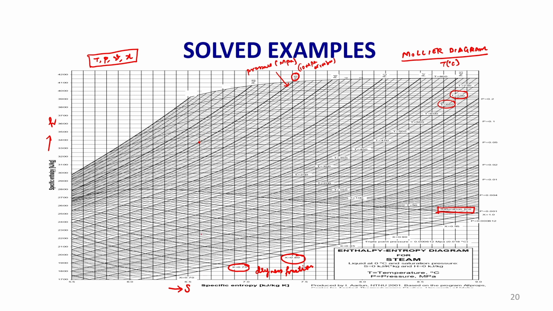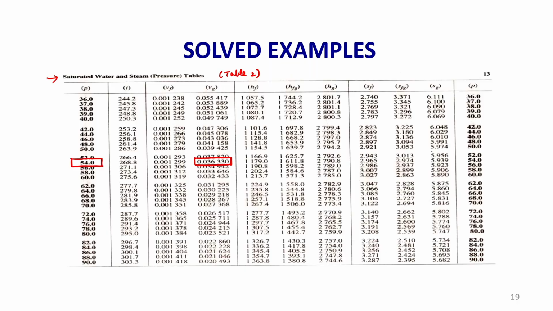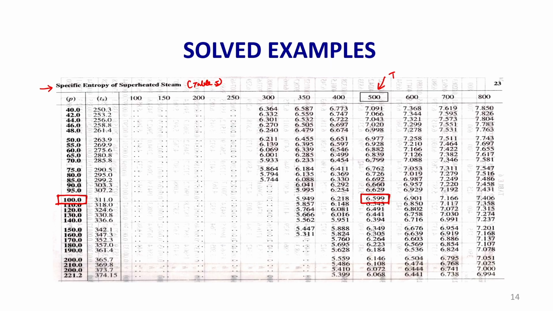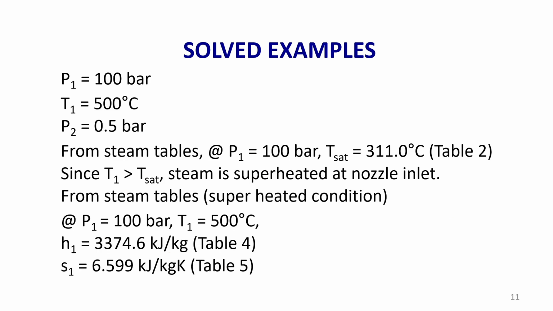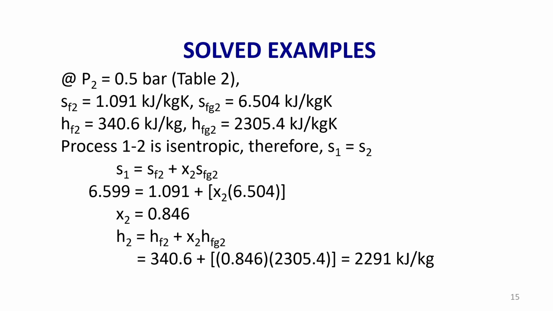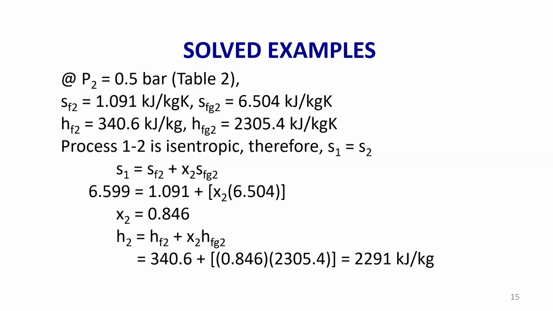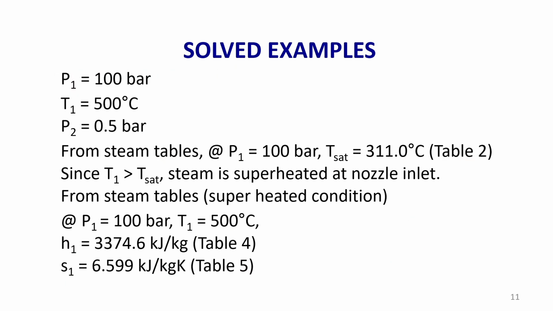So, when we read the value directly, this is state point 1. If you read the value here, it is lying between 3300 and 3400. From the steam table we have got this value 3375. So, it is lying close to 3400. And what is the entropy value? If we compare, it is 6.599.